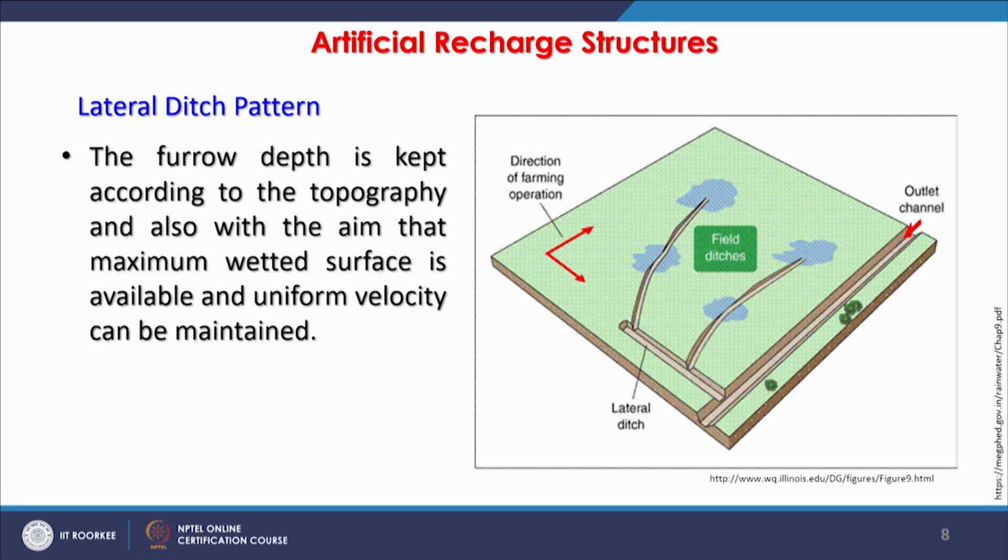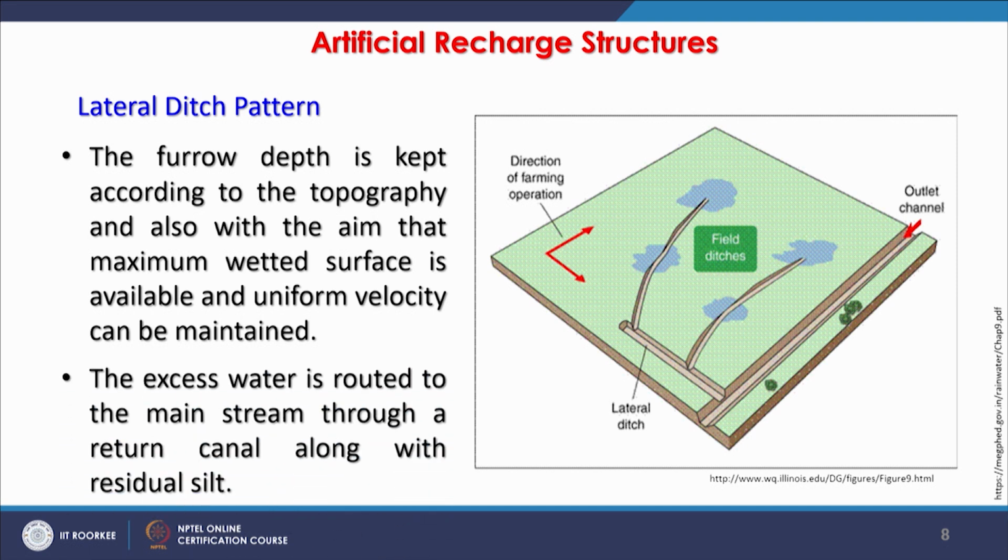So, a uniform velocity can also be maintained if we are having more wetted surface, and also lateral ditch pattern. Second is whatever the excess water is, which is routed to the main stream through a return canal along with residual silt.